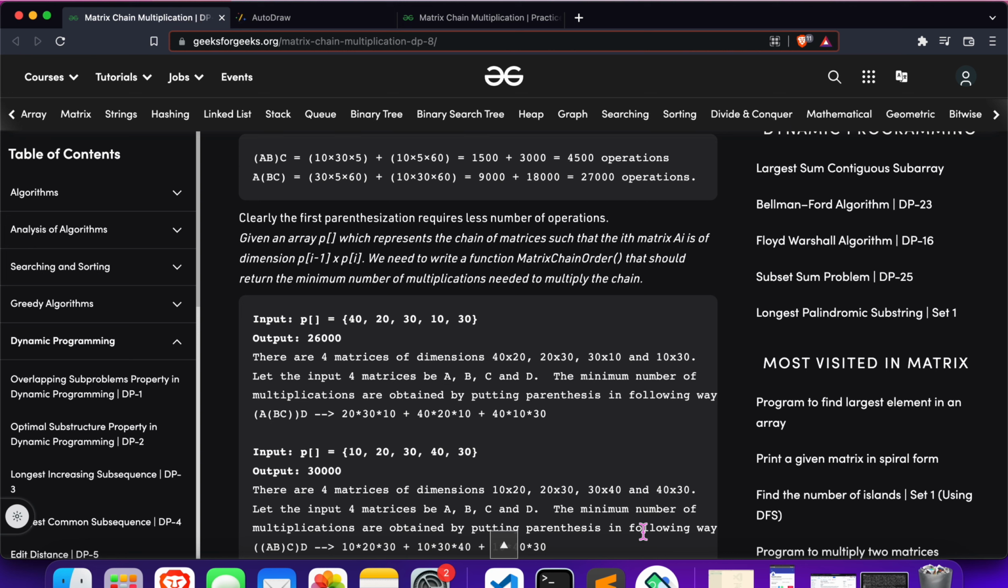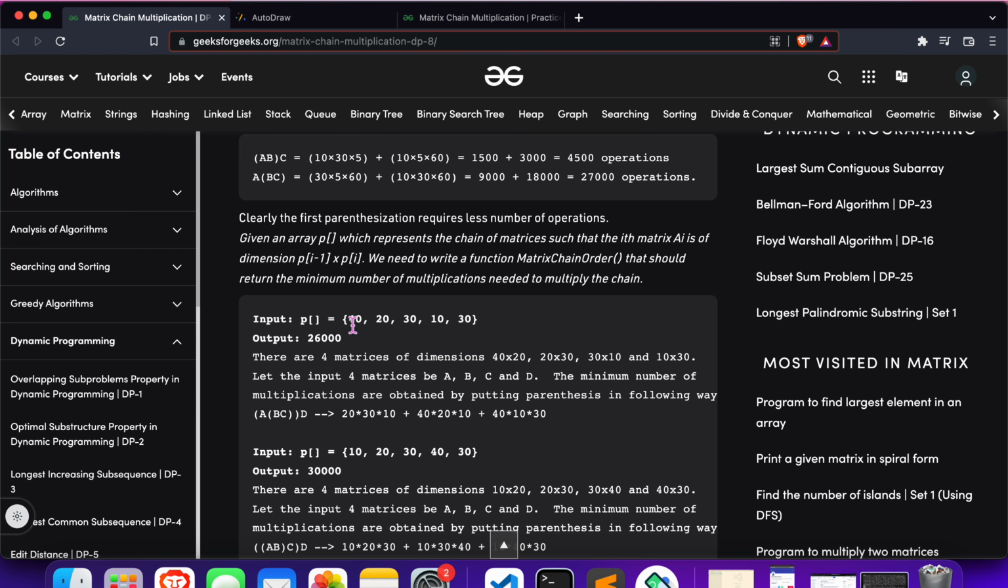In this video we are going to understand matrix multiplication and division and how we approach this problem. So this array is given to us, and for the ith matrix, where i starts from 1, the ith matrix has its order. For the first matrix its order is 40 by 20. For the second matrix its order is 20 by 30, and for the third matrix its order is 30 by 10.